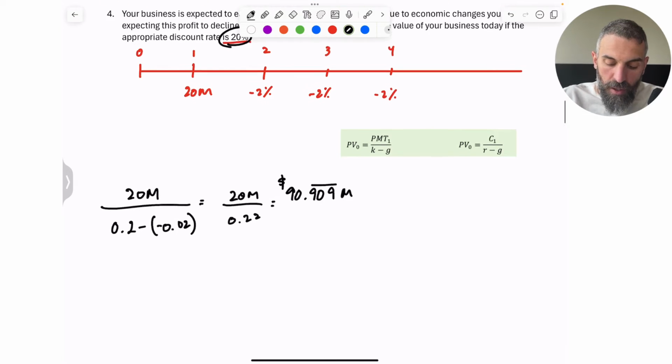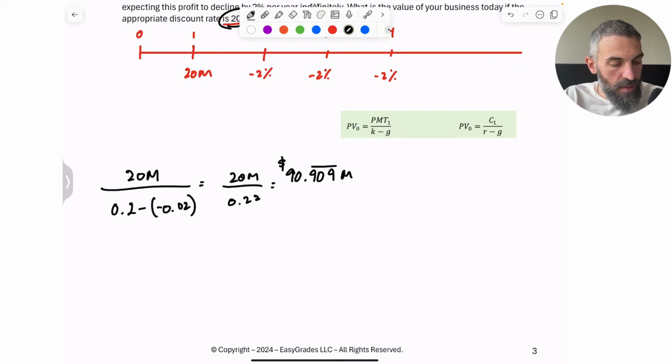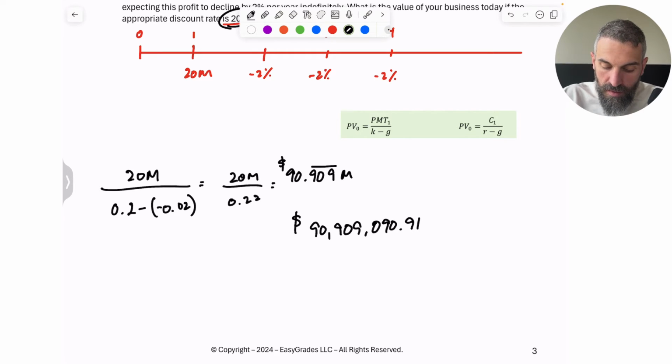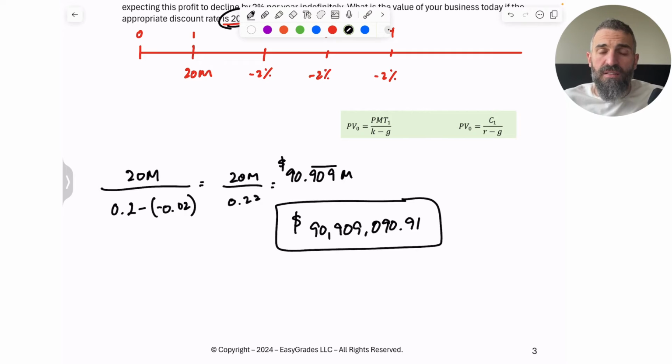Okay, if you had actually punched in all the zeros, you'd have 90,909,090.91. That is the value, the present value basically, of all your future profits. So negative growth rate, we call a shrinking rate sometimes. It's not actually anything different. Just make sure you respect the signs.